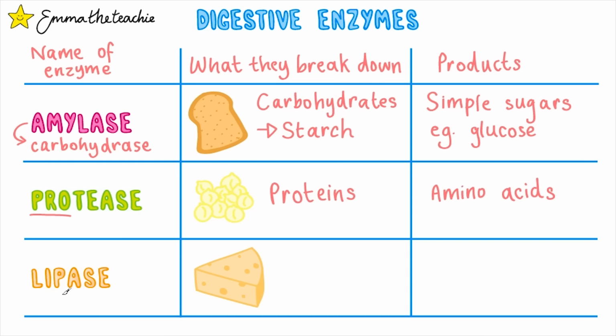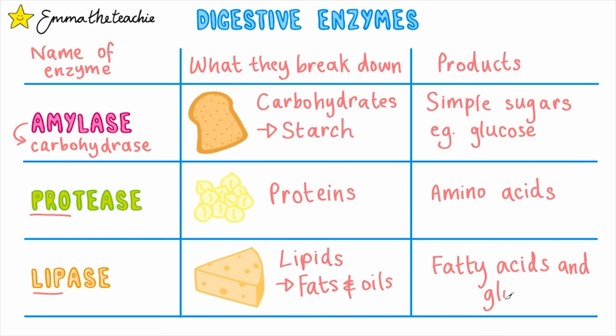Any ideas of what it breaks down? Well, the start of the word is another hint. It's lipids, otherwise known as fats and oils. For example, this cheese. The products of lipids are fatty acids and glycerol.